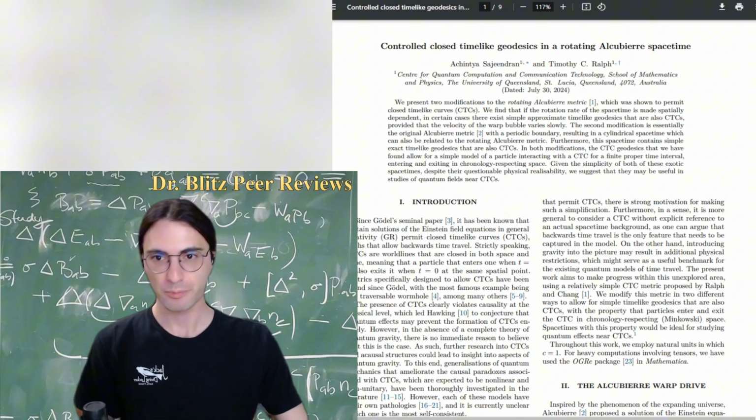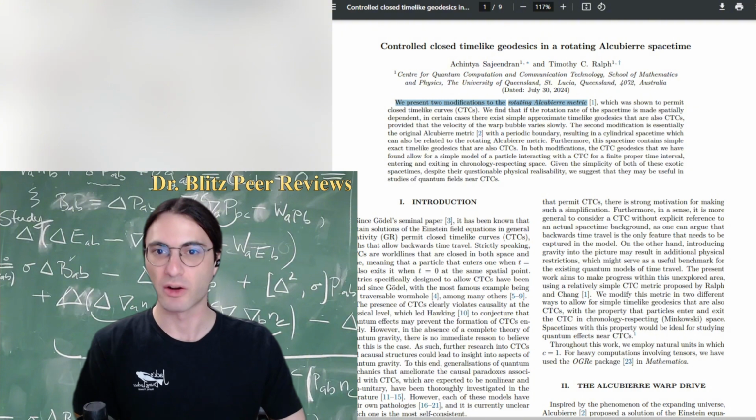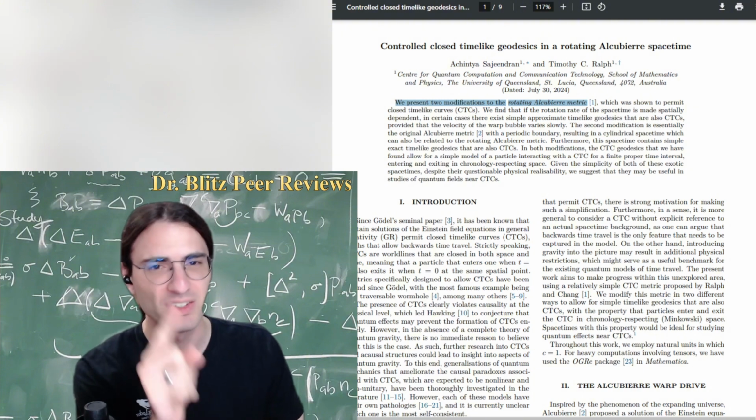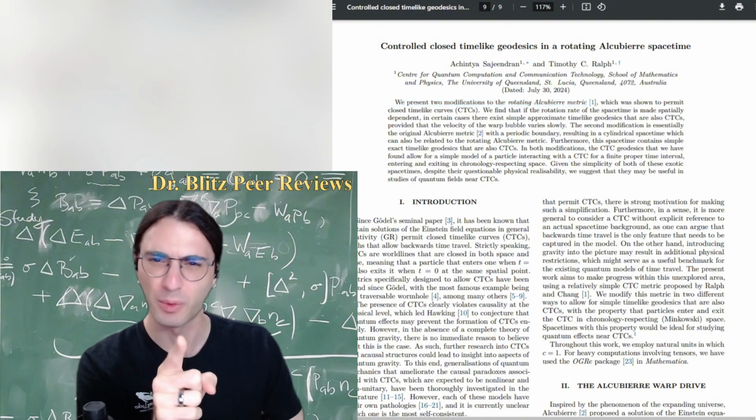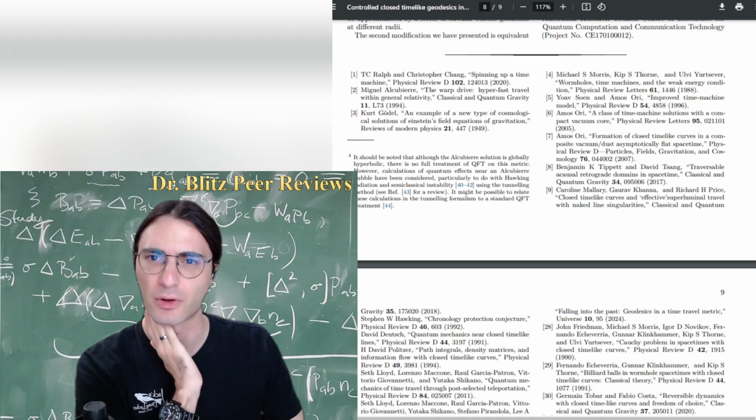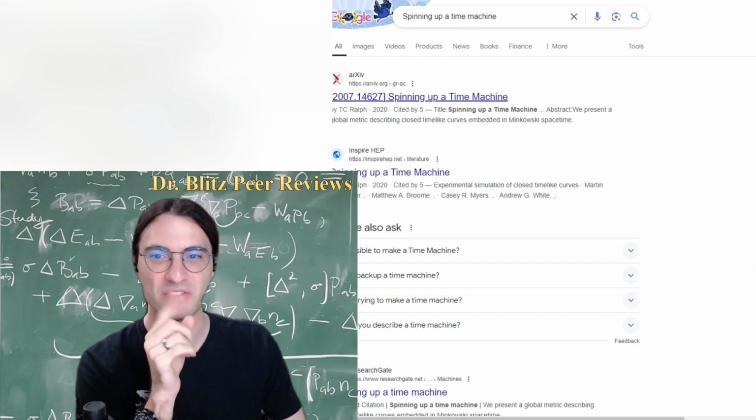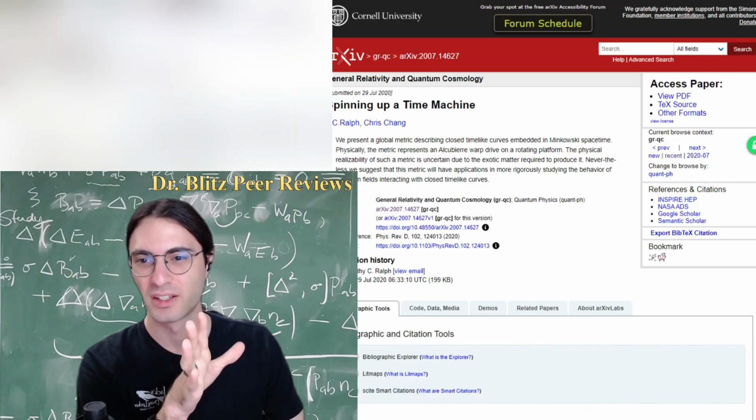So, we present two modifications to the rotating Alcubierre metric. Now, they give a citation here. Let's go take a look at what that citation is. So this is a paper called Spinning Up a Time Machine. Maybe we should read this paper first. Let's find out. Is this paper long? How long is this paper?